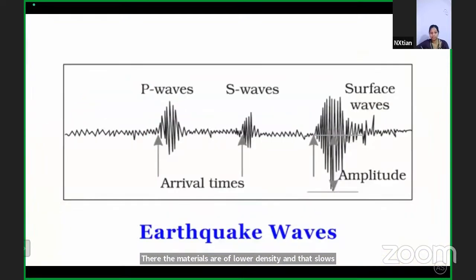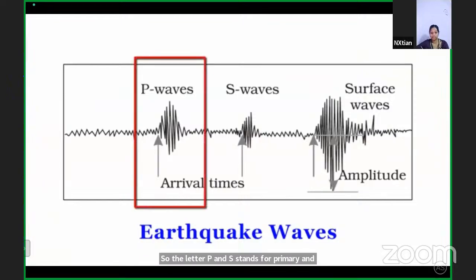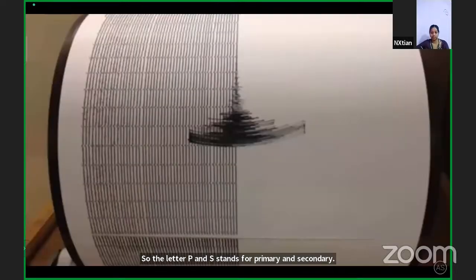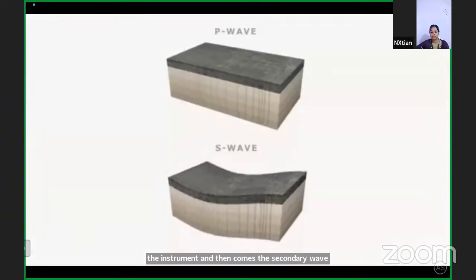Now going back to the picture that I showed you, there are two types of body waves. They are called P and S waves. The letters P and S stand for primary and secondary. When I say primary, they are the first ones that get recorded on a seismograph, the instrument. And then comes the secondary wave. You can look at this illustration to understand how these waves look.